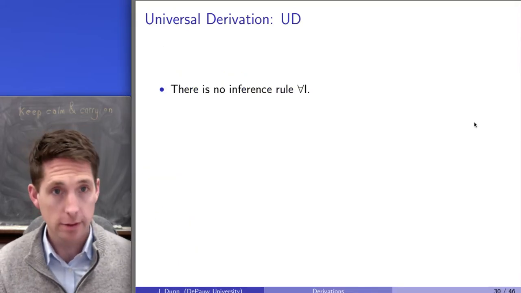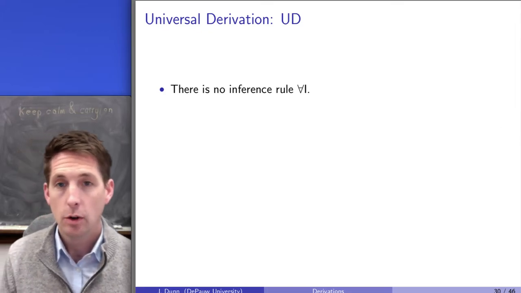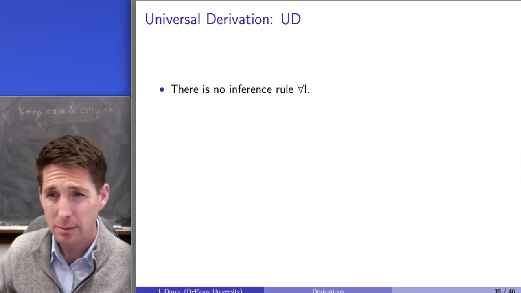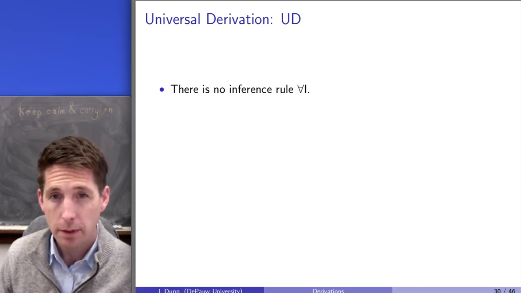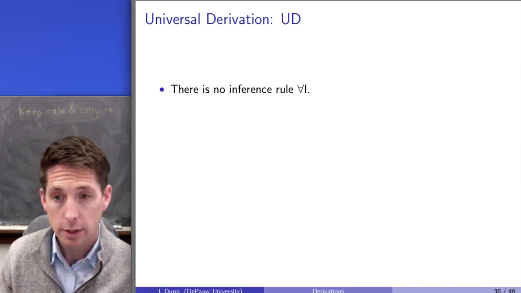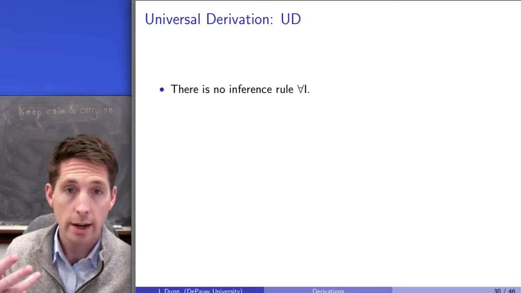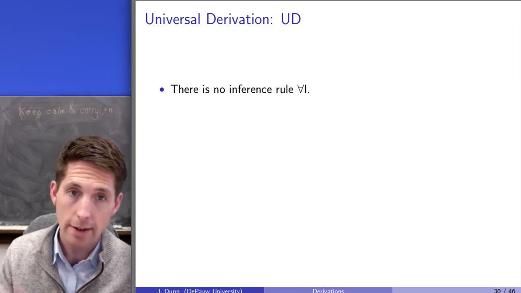So here's the bad news. There's no inference rule we call universal in, and that might seem sort of odd. After all, we've got universal out, right? We've got existential out and we've got existential in. Why not universal in? We don't have an inference rule like that.